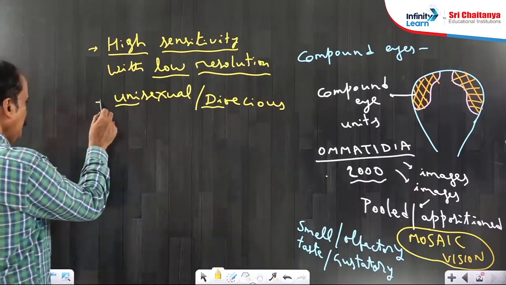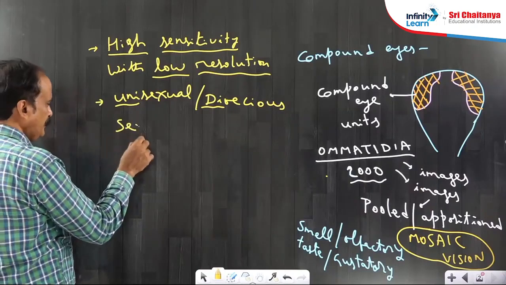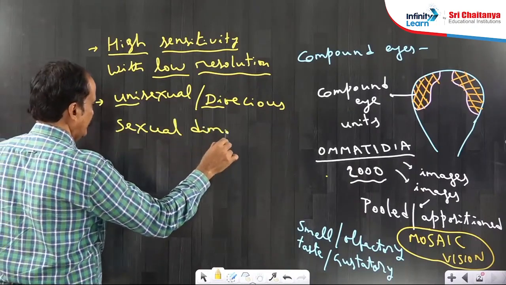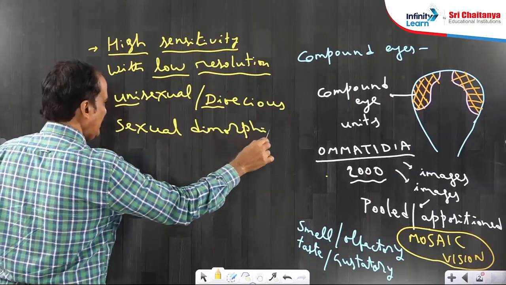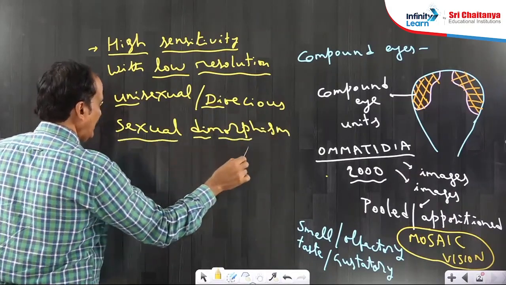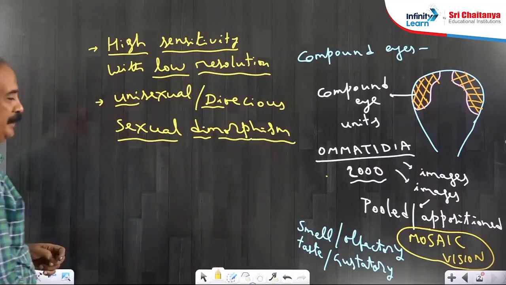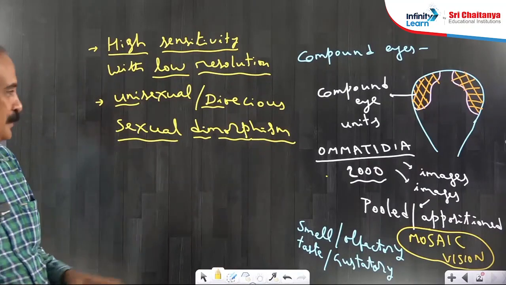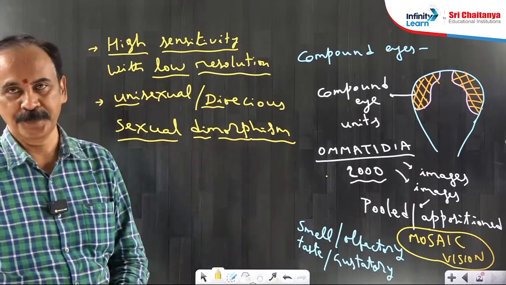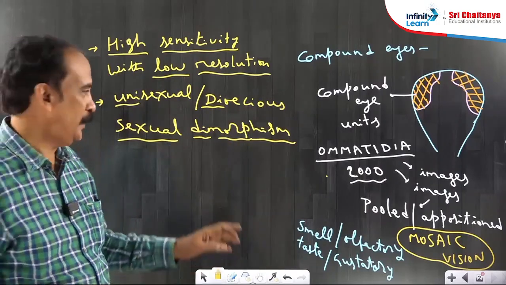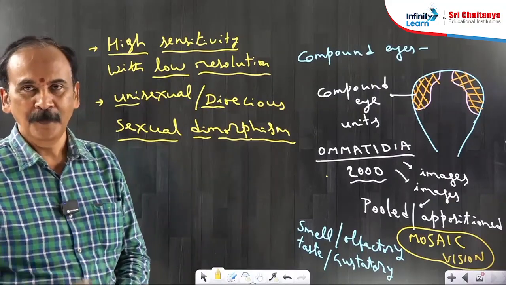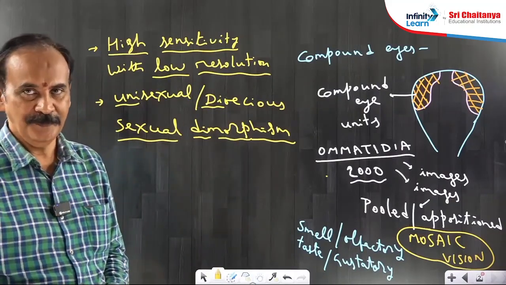And cockroach shows sexual dimorphism. In biology, things can be remembered easily where you have a literal meaning. If you take the literal meaning, you can remember easily. Sexually, di means two, morphic means forms. Sexually, there are two different forms, the male form and female form. Male is different from female.